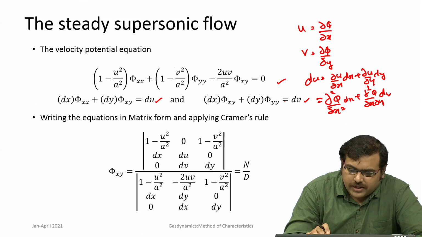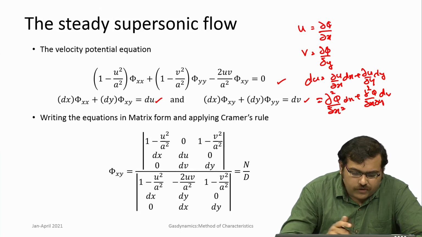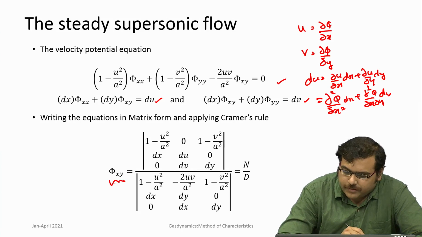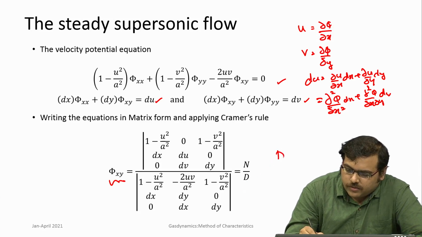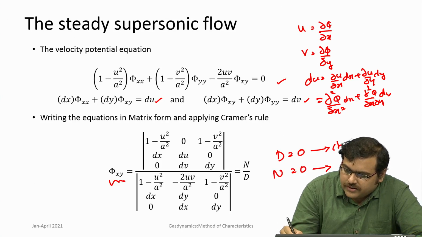So, you have these 3 equations, we can put them into matrix form and find the N by D for, say, the gradient of phi, phi x y. Okay. For the gradient we find N by D, and the idea is to put D equal to 0, then you get the characteristic equations, and if you put N equal to 0 you get the compatibility condition.